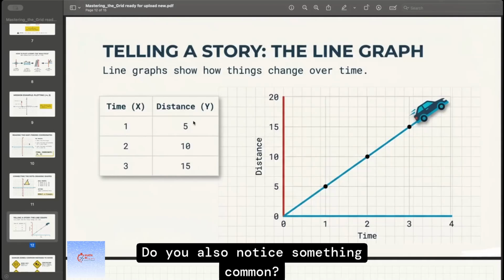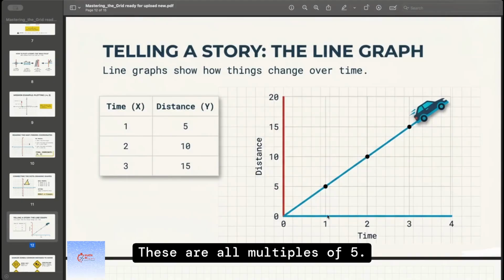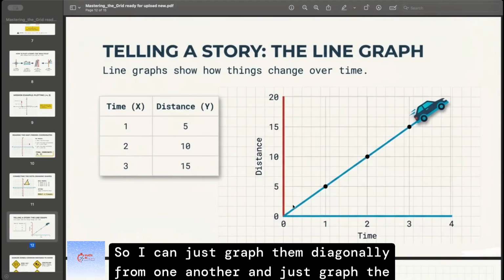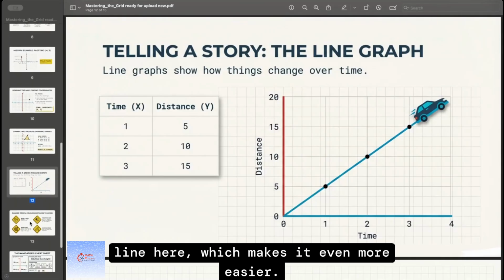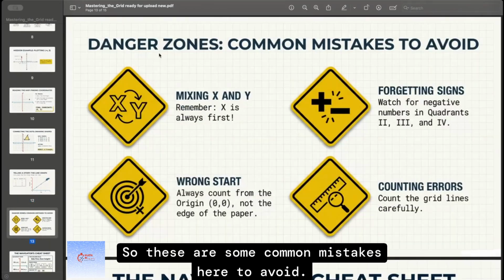Do you also notice something common? These are all multiples of 5. So I can just graph them diagonally from one another and just graph the line here, which makes it even easier. So these are some common mistakes here to avoid.